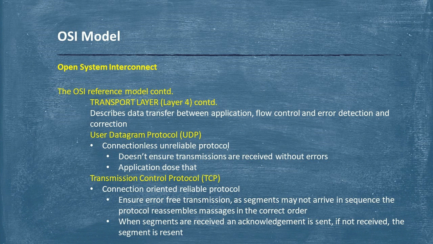When segments are received, an acknowledgement is sent. If not received, the segment has to be resent. So for each segment, when it is received at the other end, the sender gets an acknowledgement. That's what it means.